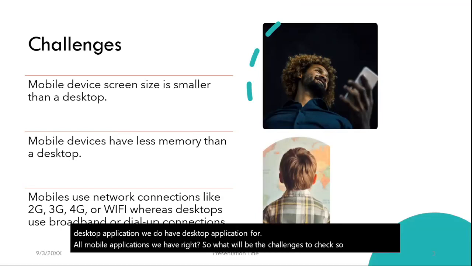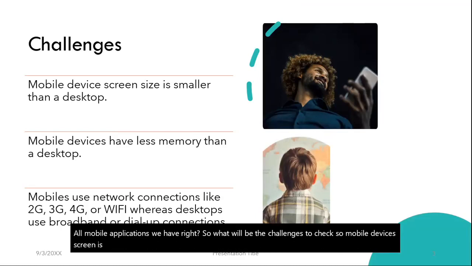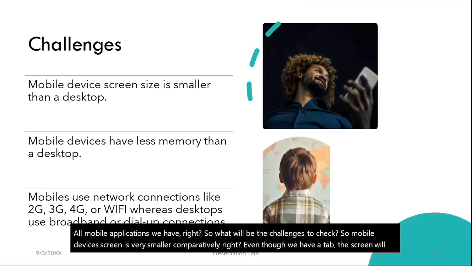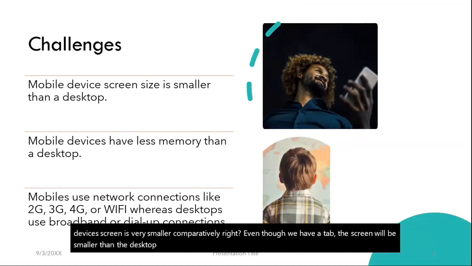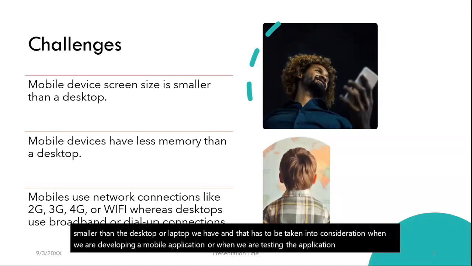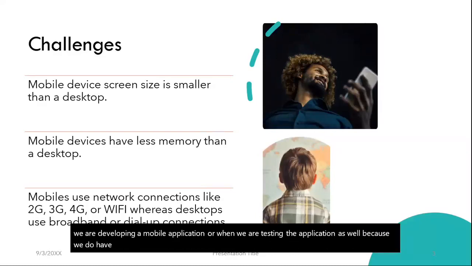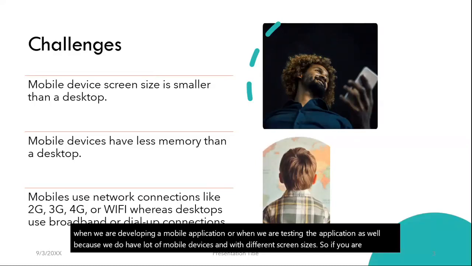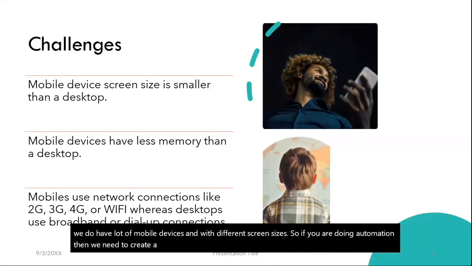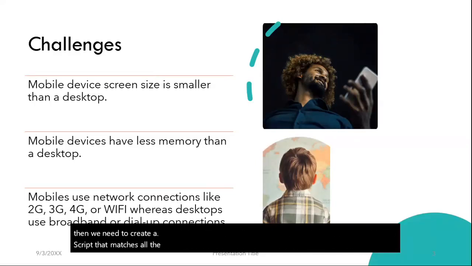The mobile device screen is comparatively very small. Even if we have a tab, the screen will be smaller than the desktop or laptop we have. That has to be taken into consideration when we are developing a mobile application or when we are testing the application as well, because we have a lot of mobile devices with different screen sizes. If we are doing automation, then we need to create a script that matches all the screen sizes. That will be a hectic one.